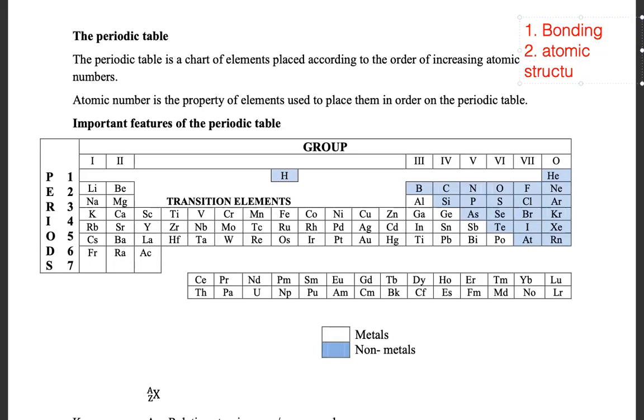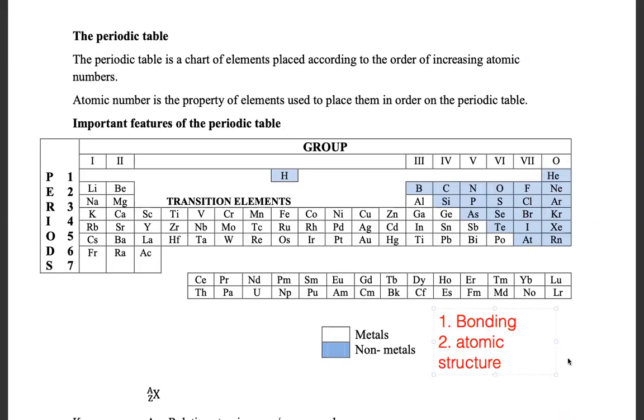Atomic structure is also very, very cardinal in our chemistry world. The third one is the periodic table. How and why are these three topics important?